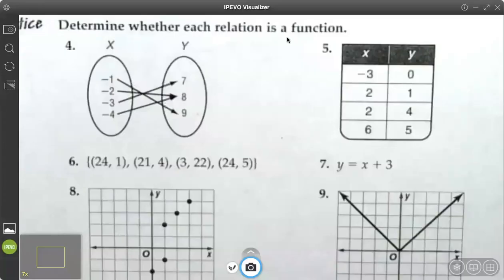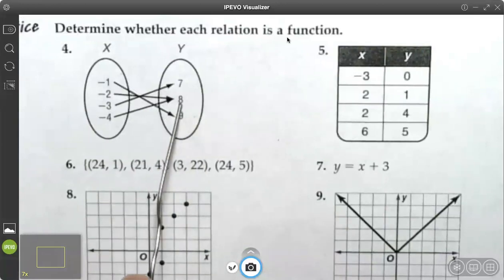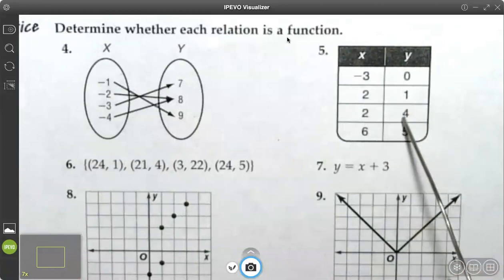Let's do some more. Number 4, is it a function? Yes, every x value has only one y value. Now I got a y value with two x values, but that's okay. This is a function. What about number 5? Yes or no? Is it a function? No. Which x value messes it up? The 2. The x value of 2 has two different y values. If I graph that, those would be on top of each other and not pass the vertical line test.